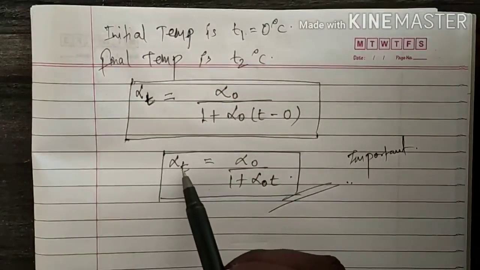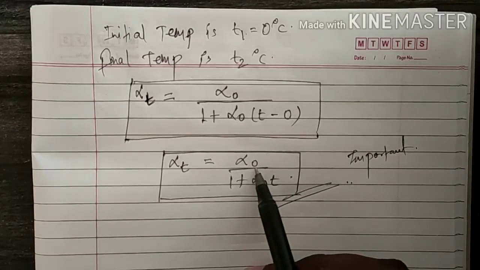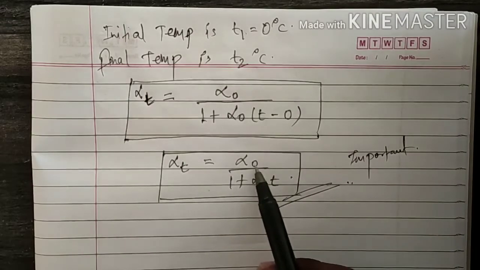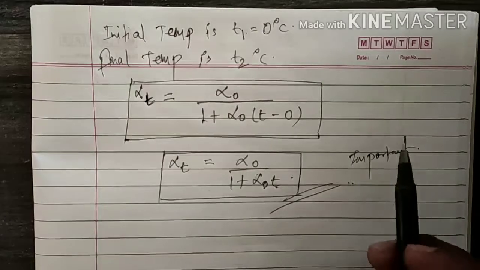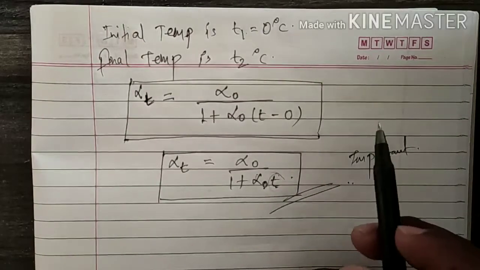So alpha T is the RTC at a certain temperature, at T temperature. Alpha 0 denotes the RTC value at the initial temperature, and T is the temperature, meaning at this T temperature.